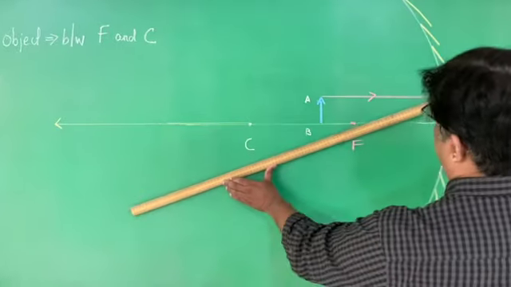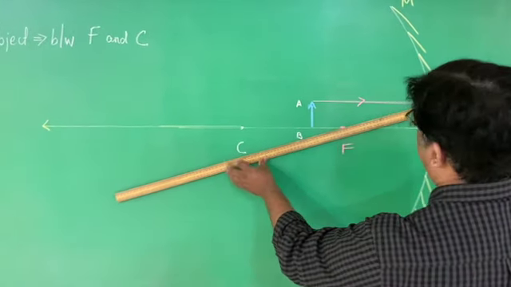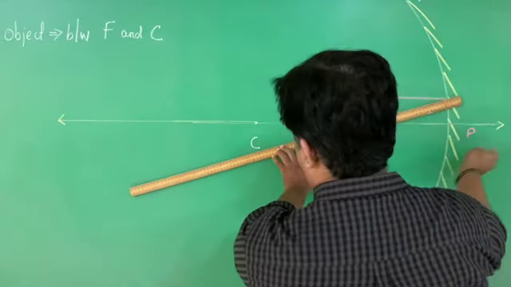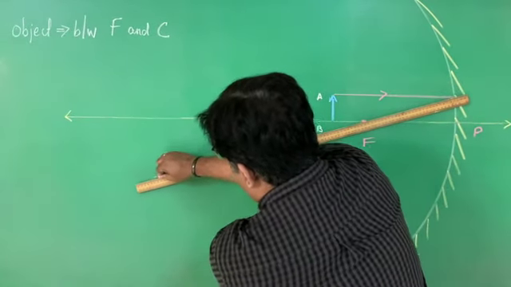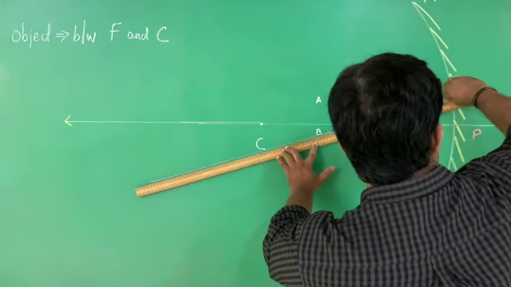Then I draw a ray which is passing through the principal focus.